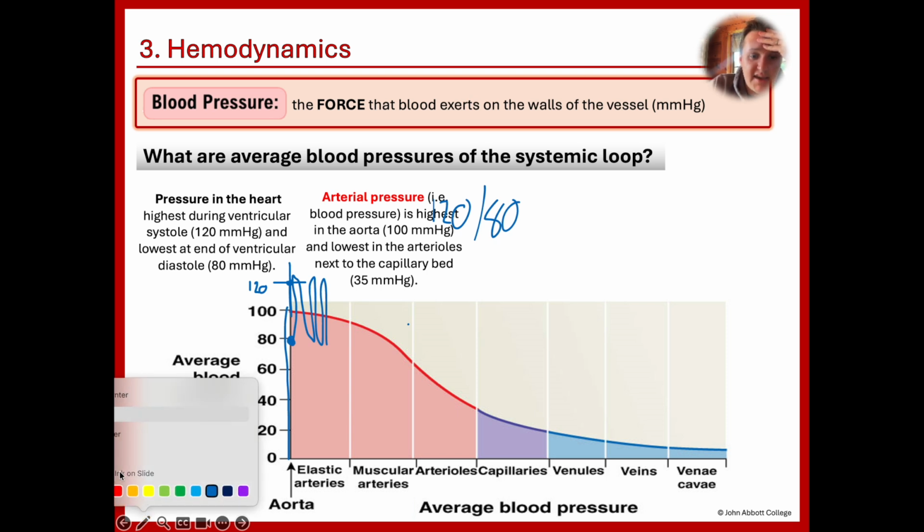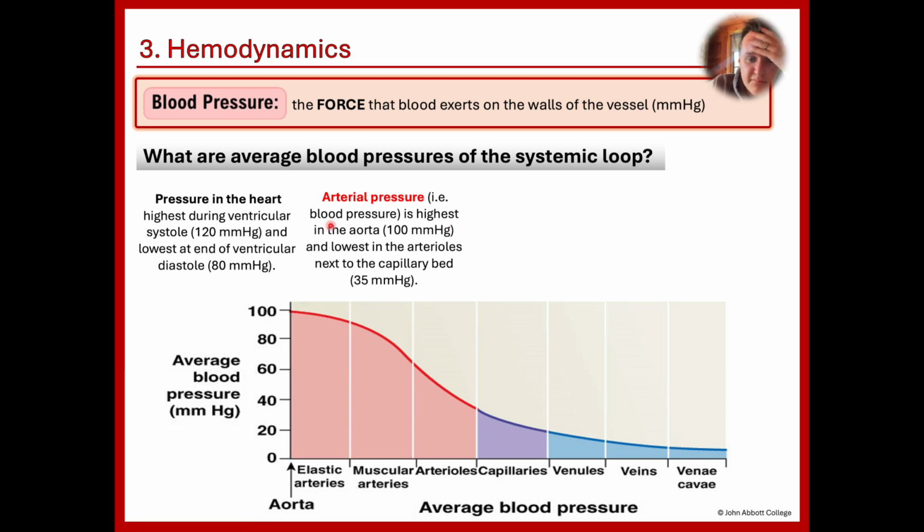In the arterial pressure, blood pressure is the highest in the aorta. It's the first vessel coming out of the heart that receives the tsunami wave of the contraction, that receives that blood entering it, so that's the highest. It's at 100 millimeters of mercury on average, because it's between 120 and 80. Remember, I said that's an average. And the lowest, in the arterioles, if I go down, is around 35 over here. That's close to the capillary beds.